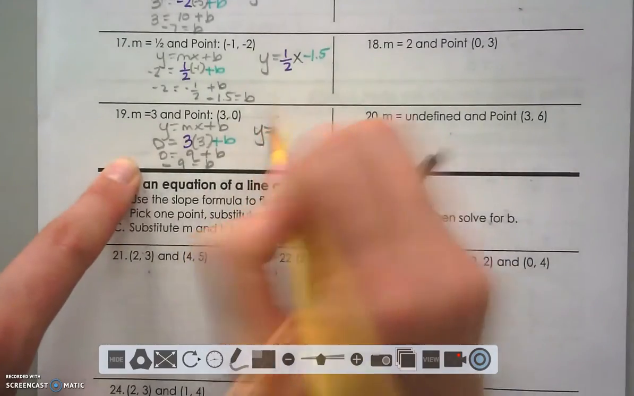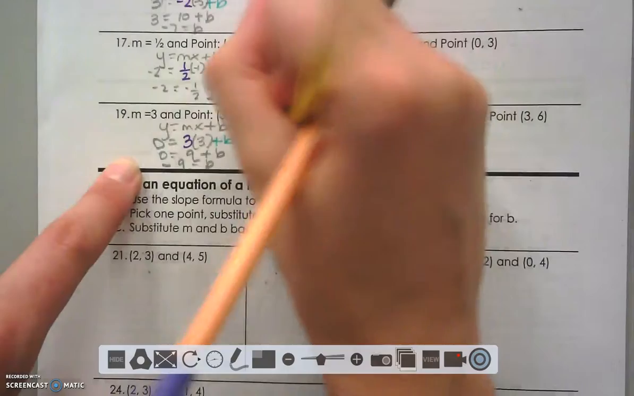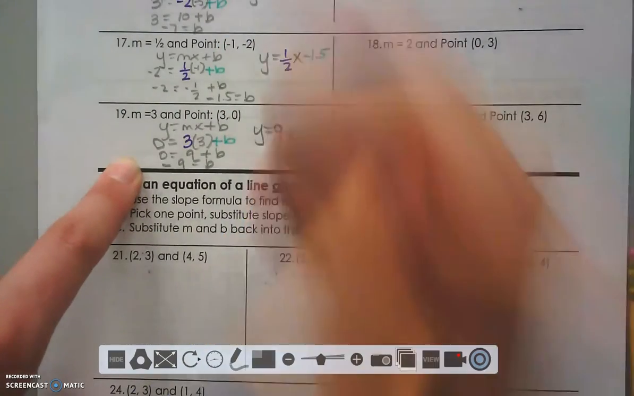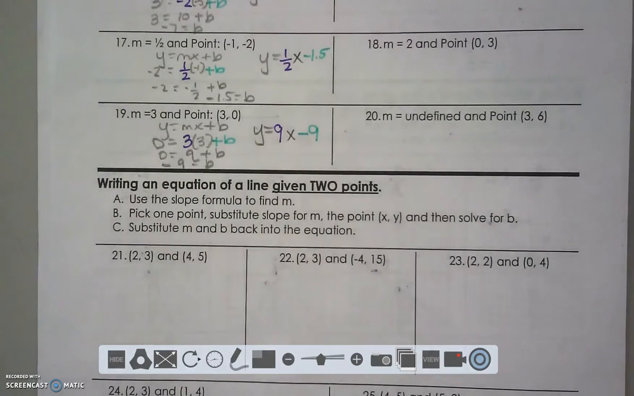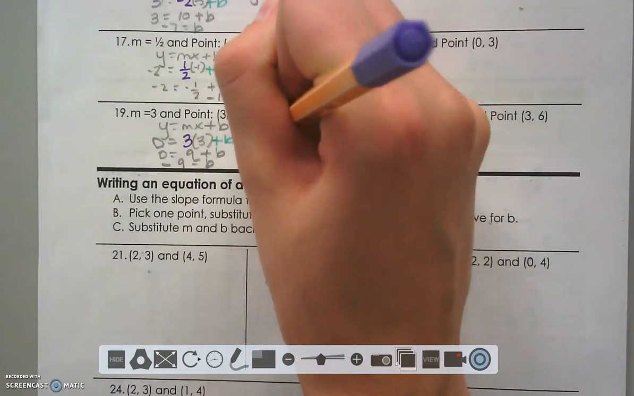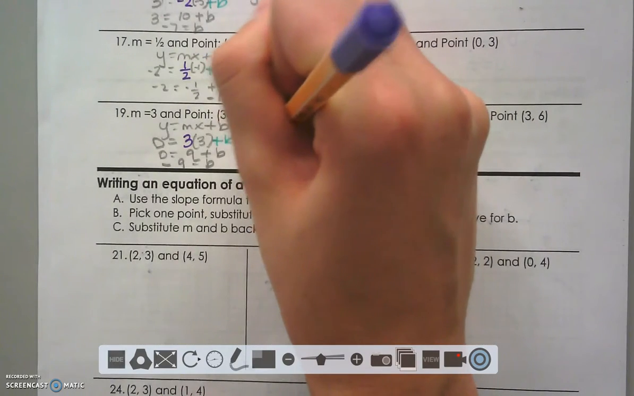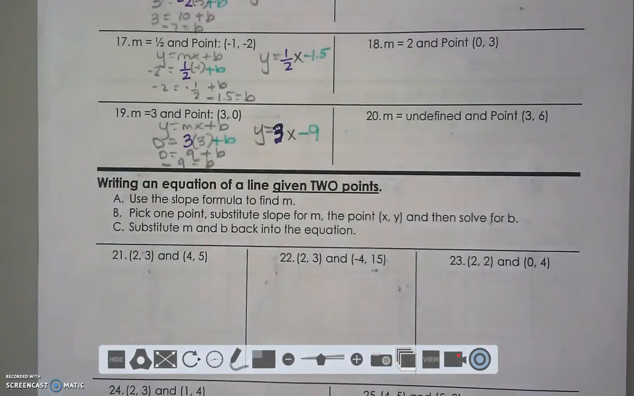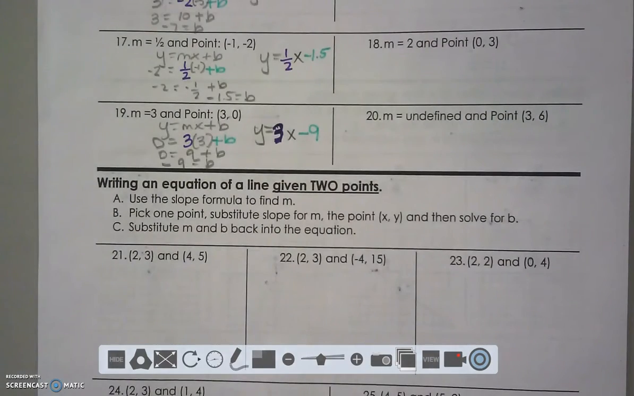So y equals 9x minus b. Okay, so which is, oops, I flip-flopped those. I'm really sorry. This is supposed to be a 3 for my slope, but I multiplied those. I got a little bit ahead of myself. 3x minus 9. Okay. Again, finish these examples up as practice.